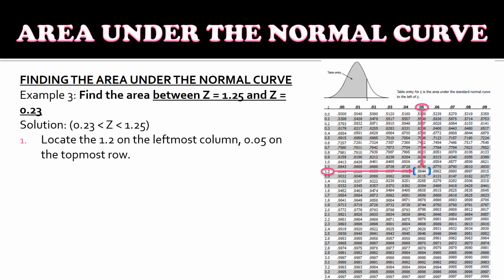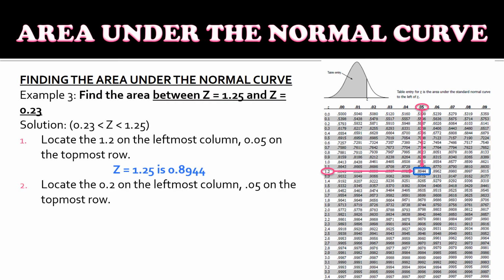Okay, so that would be 0.8944. Next, locate the 0.2 on the leftmost column and 0.5 on the topmost row. So the intersection is 0.5910. So z equals 0.5 is 0.5910.